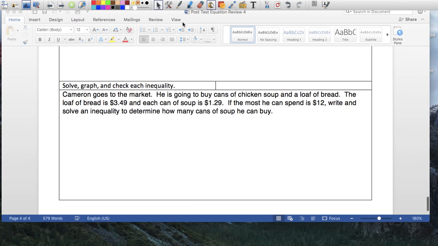And then last question. Not bad. Cameron goes to the market. He's going to buy cans of chicken soup and a loaf of bread. The loaf of bread is $3.49, and each can of soup is $1.29. If the most he can spend is $12, write and solve an inequality to determine how many cans of soup he can buy. So whatever he's going to buy has to be less than or equal to 12. What is he buying? One bread, so that's my constant, plus several cans of soup.